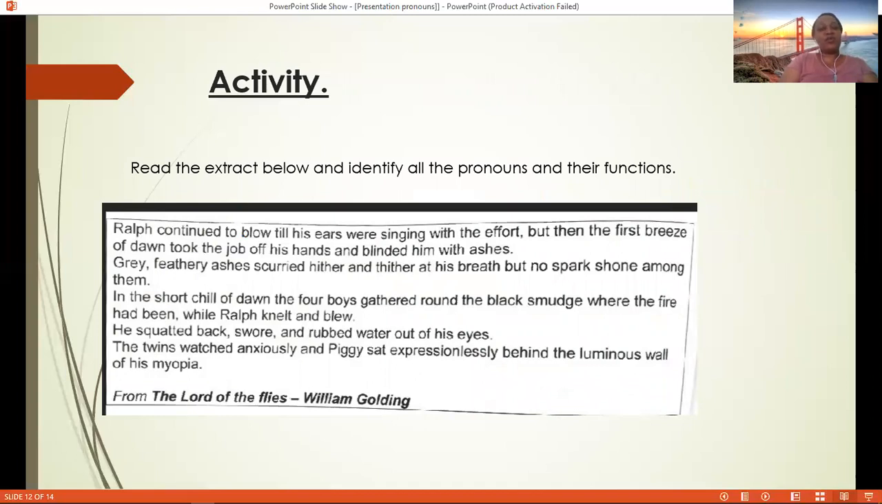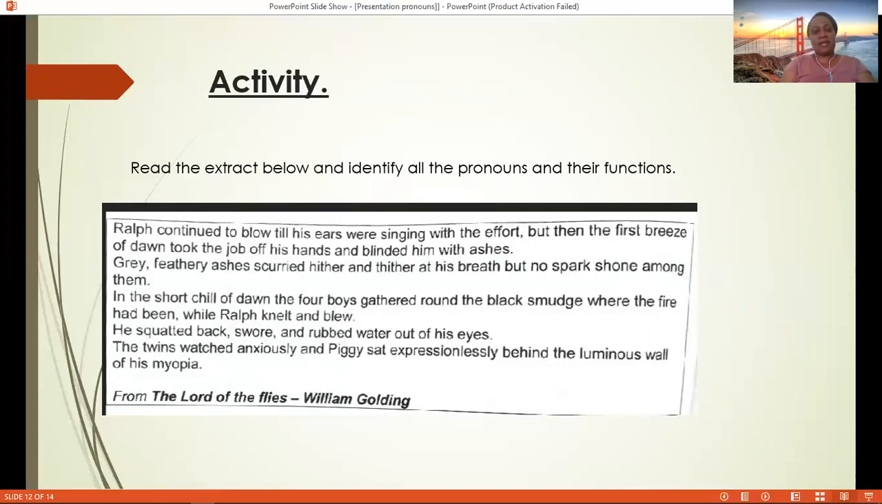Right, we are moving to our activity. I want us to read it carefully. It's an extract from the novel Lord of the Flies, written by William Golding. I will read it quickly, and I want you to then identify all the pronouns and their functions as they appear there.